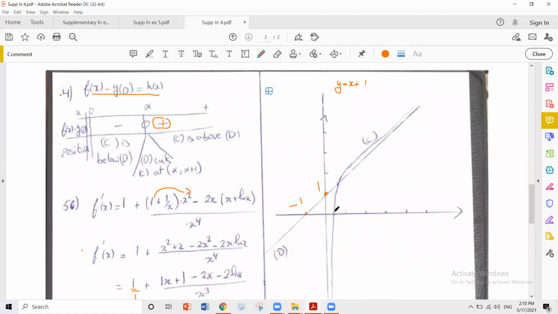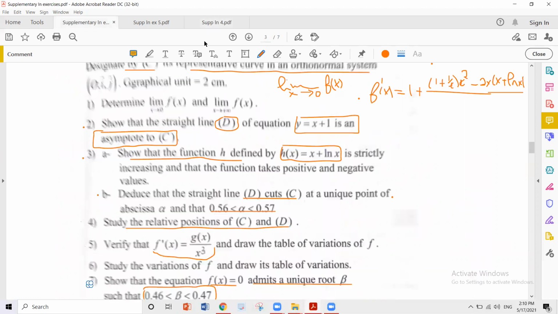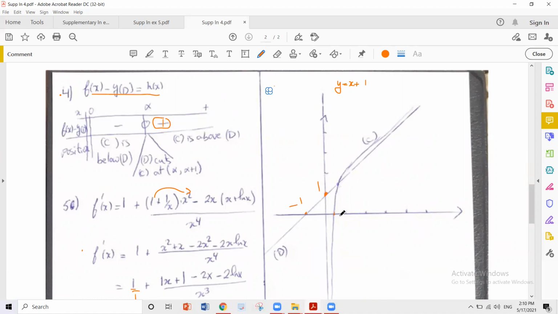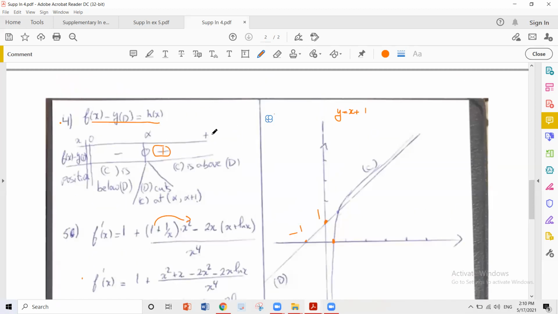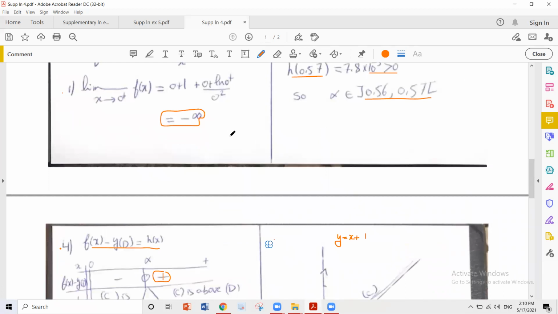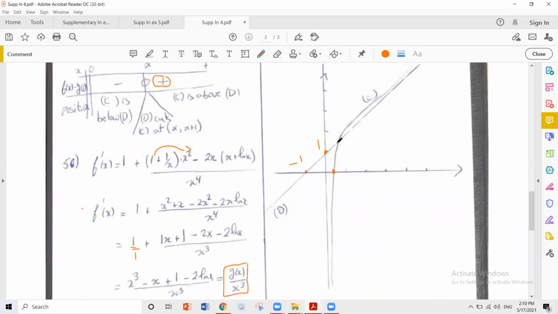We have calculated beta. Beta is between 0.46 and 0.47. This is beta, where the curve cuts the x-axis. Then the intersection of the curve with the oblique asymptote, alpha plus 1, where alpha is between 0.57 and 0.58. This is the point of intersection.